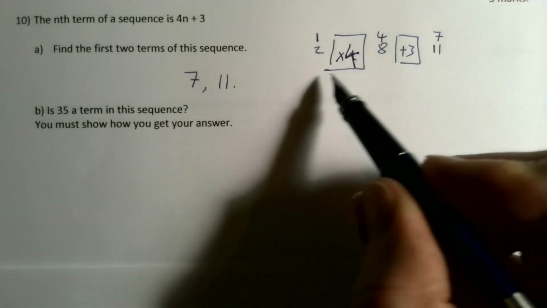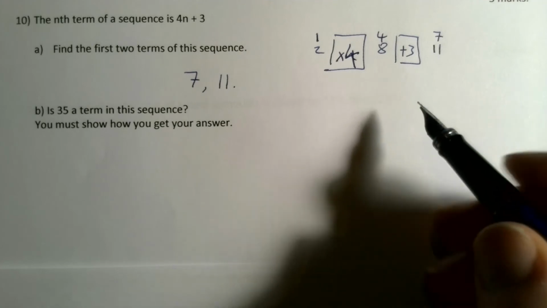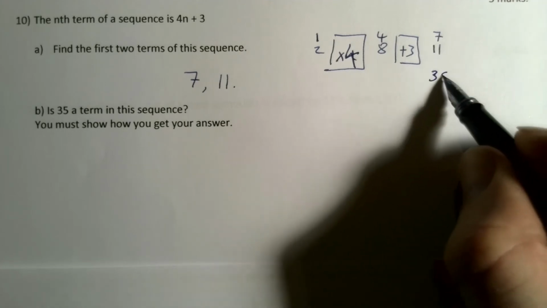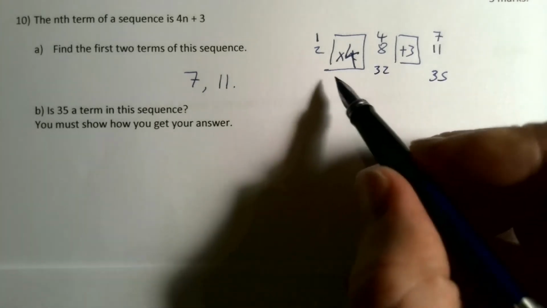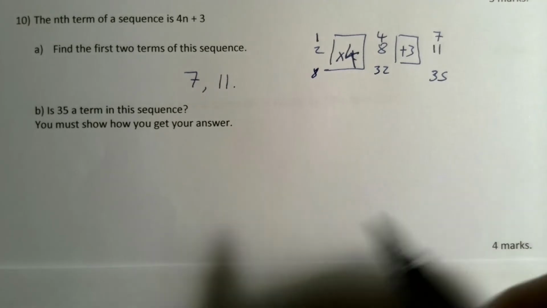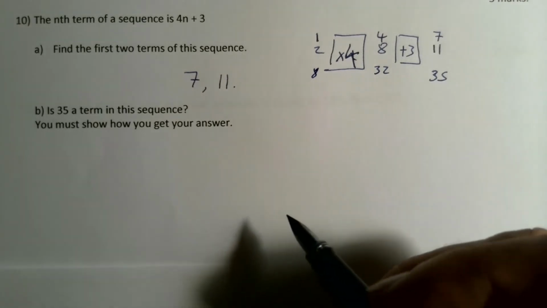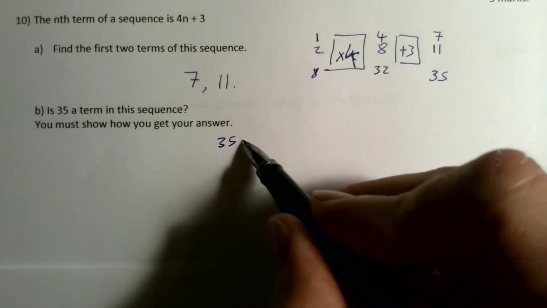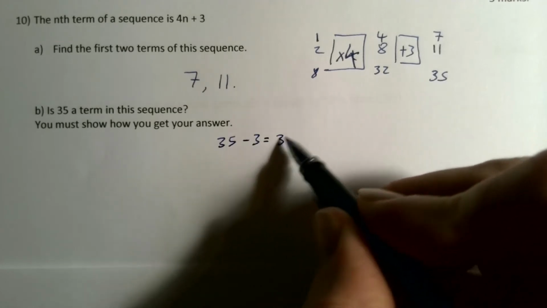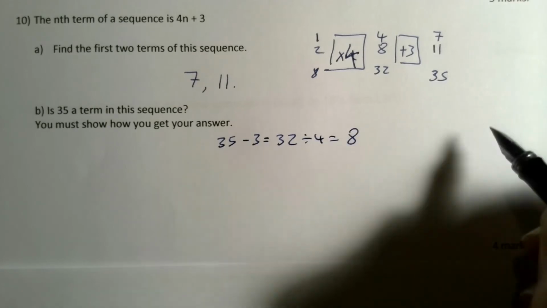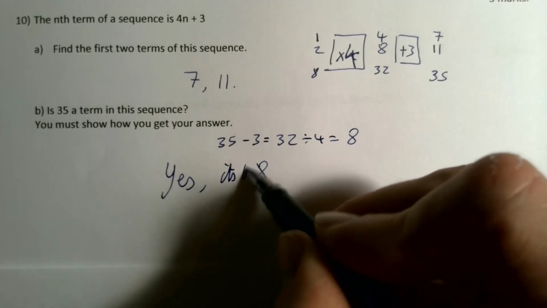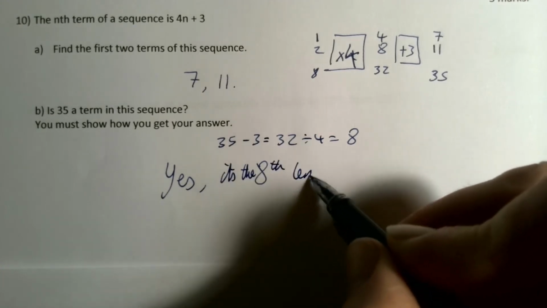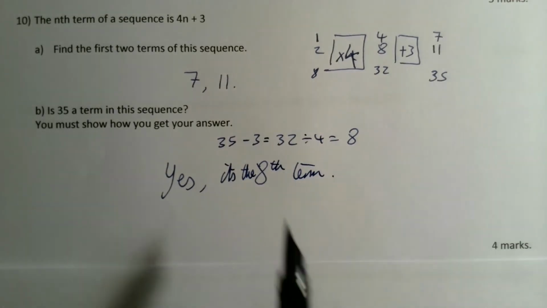So I'm going to go backwards through my function machine here. So I've got 35. If I took 3 off, that would give me 32. If I divided it by 4, I would get 8. And what that means is it's the 8th term in the sequence. So showing my working, I could say 35 take 3 equals 32, divided by 4 equals 8. So I could say, yes, it's the 8th term. But just having that and then saying yes would be enough.